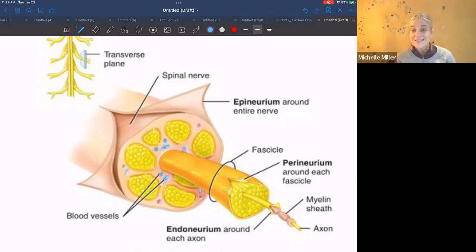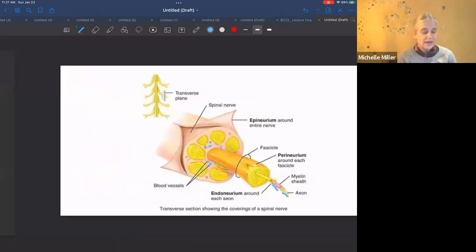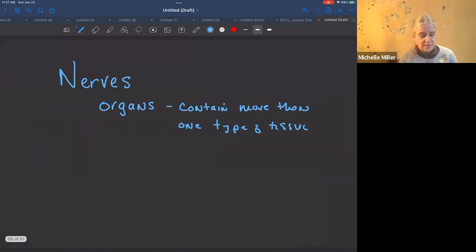If we look at the cross section, we can see that a nerve is really just a bundle of myelinated axons. This is the axon right here, and this is the myelin sheath that is, in this particular instance, composed of Schwann cells. So our nerves are essentially bundles of myelinated axons.